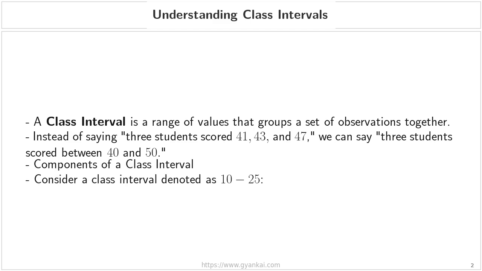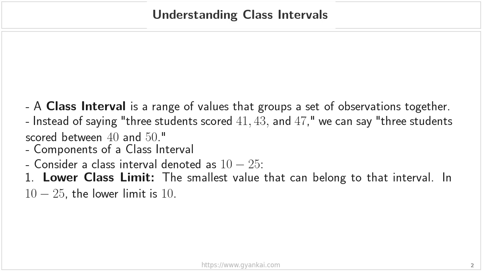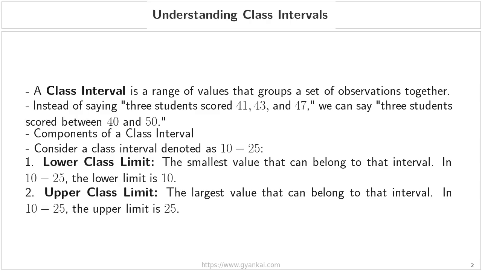Now, to use this method accurately, you need to understand the 3 key components that make up any class interval. Let's use the interval 10 to 25 as our example. First, we have the lower class limit. This is simply the smallest value that can belong to that specific group. In our example of 10 to 25, the lower limit is 10. Second, we have the upper class limit. This is the largest value that can belong to the interval. For our example, the upper limit is 25.